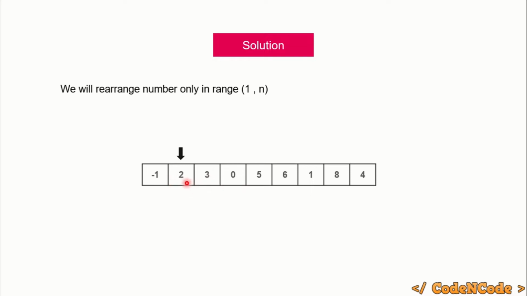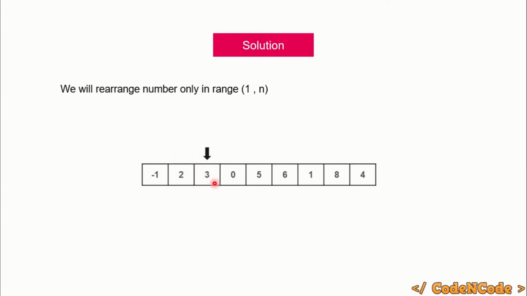After swapping, I have 2 here, 3 here. So now I will again check. This is a while loop, so I'll again check whether the current element is in its correct position or not. The current element is 2, and its correct position is at index 1. So currently it is at the correct position, so we will move on.